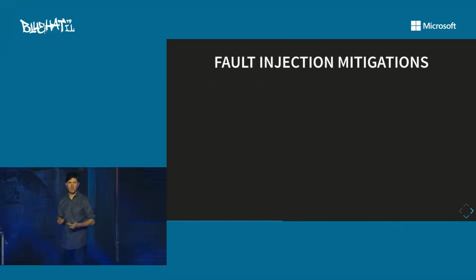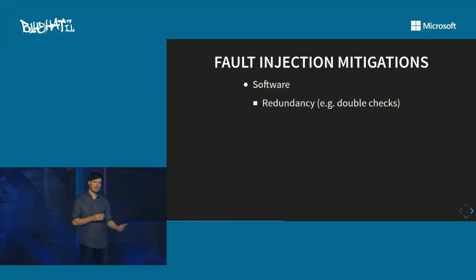So, how could we mitigate this? Well, I'll now give some software examples. So perhaps we could add some redundancy. So instead of checking that hash value once, you check it twice. And then only if both checks match, do you actually boot.